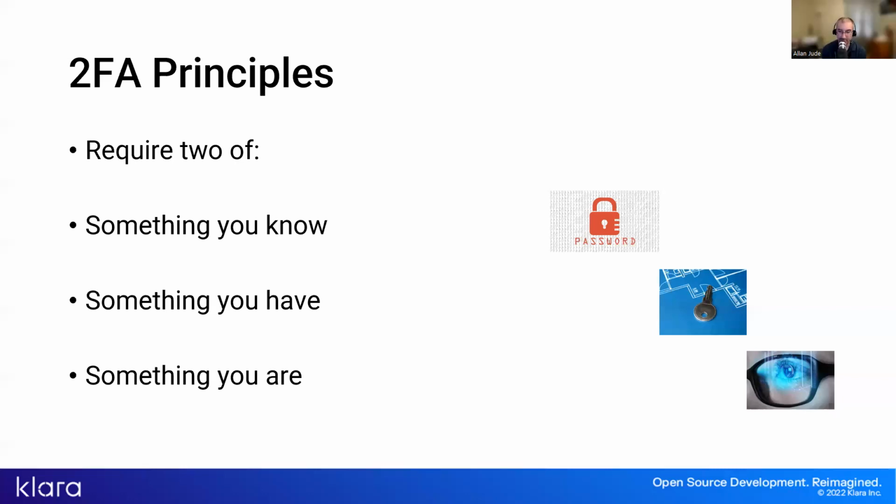Yeah, and so we're going to use something you know and something you have today. And we're even usually kind of combining that, where to access the authenticator app on your phone, maybe it is using your fingerprint or facial recognition before it will unlock and give you access to the something you have. Yep. But that's not really a third factor because that's not being verified by the server.